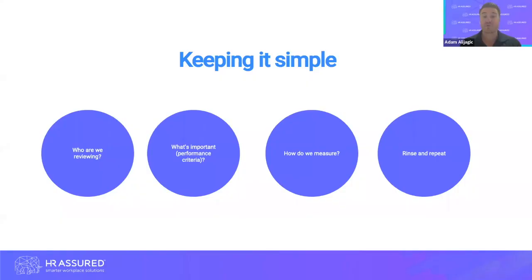So what does a best practice performance review look like? Well, we're all about keeping it simple. Who are we going to be reviewing, what's important from their performance criteria, how are we going to measure it on a rating scale, and what kind of KRAs and KPIs are going to be involved, and then we're going to rinse and repeat it.